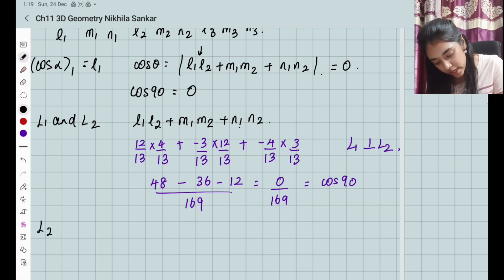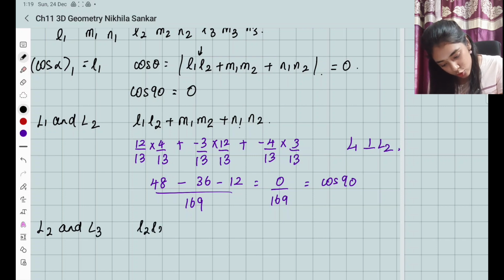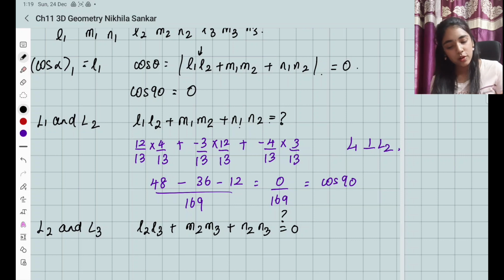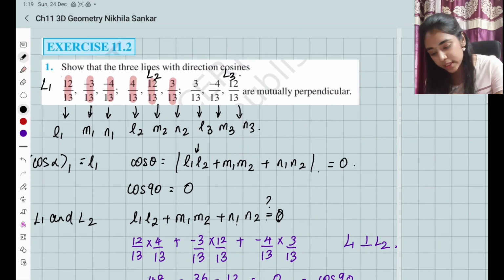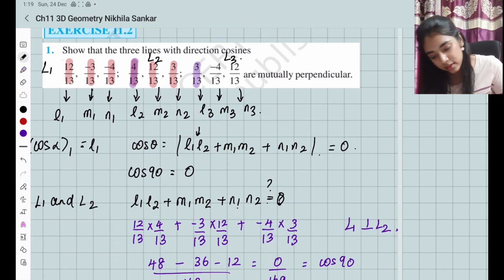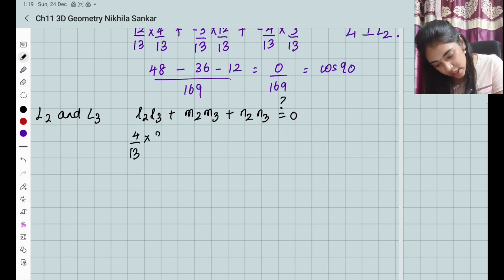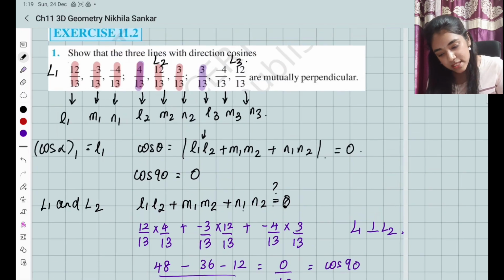Now let us prove L2 and L3. So I have to prove that L2 L3 plus M2 M3 plus N2 N3 equals 0. This is what we have to prove equals 0, which we proved in the first case. Now L2 L3, what are L2 L3? I'll mark it in a different color. So 4 by 13, 3 by 13. Okay, 4 by 13 into 3 by 13 plus M2 M3.